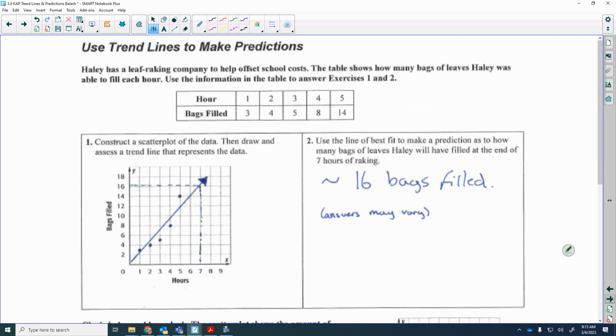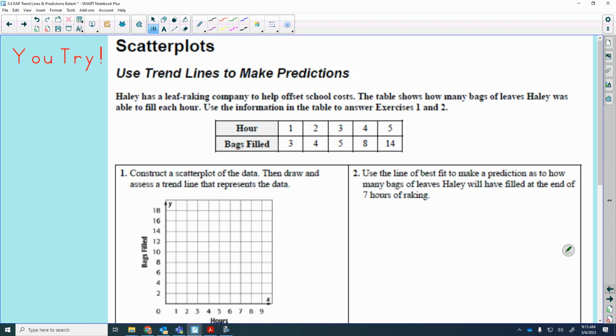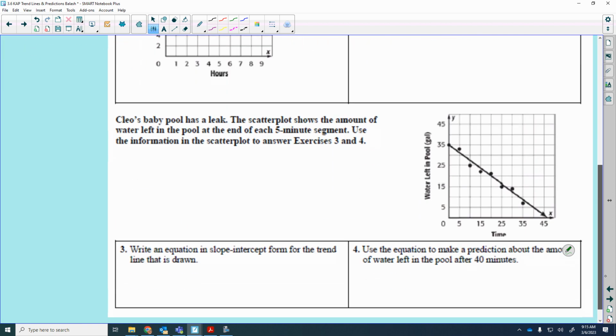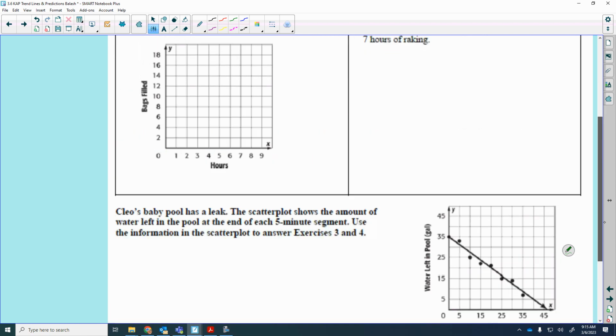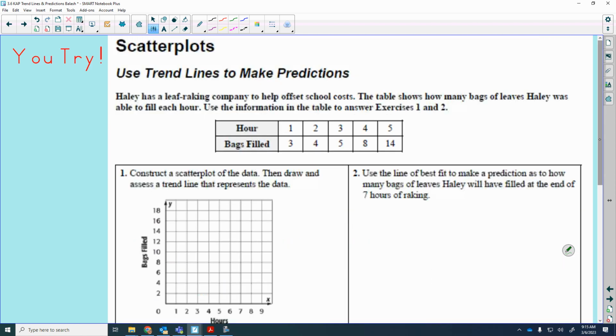All right, guys, turn your paper over on the back and go ahead and try. There's 4 problems. For one, you have to make the scatter plot. The other one, you're just using the scatter plot. Okay, work with your partner. Pause the video if you're home. See what we have.